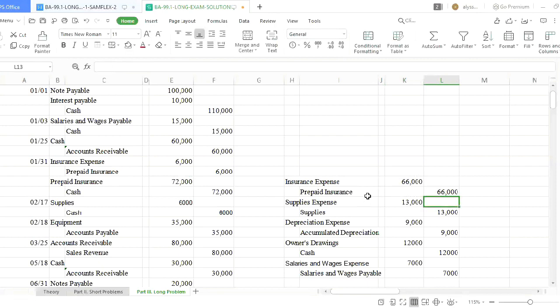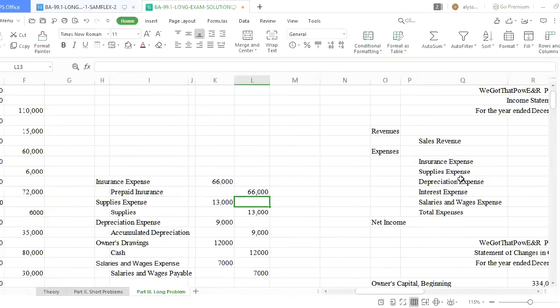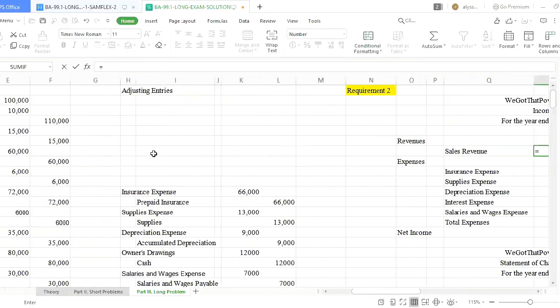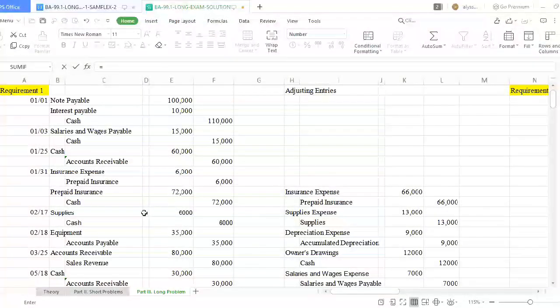So we're now done with our journalizing entries. Then let's proceed with requirement 2, the income statement. Our income statement is composed of revenues and expenses, and we get the total net income. From our journal entry, we have sales revenue. Our sales revenue, we have here for March 25, 80,000.